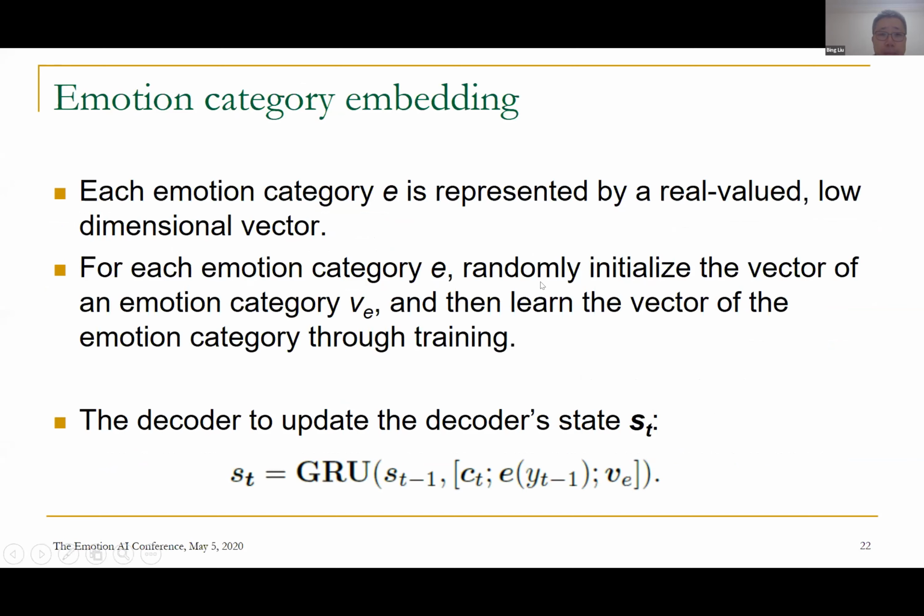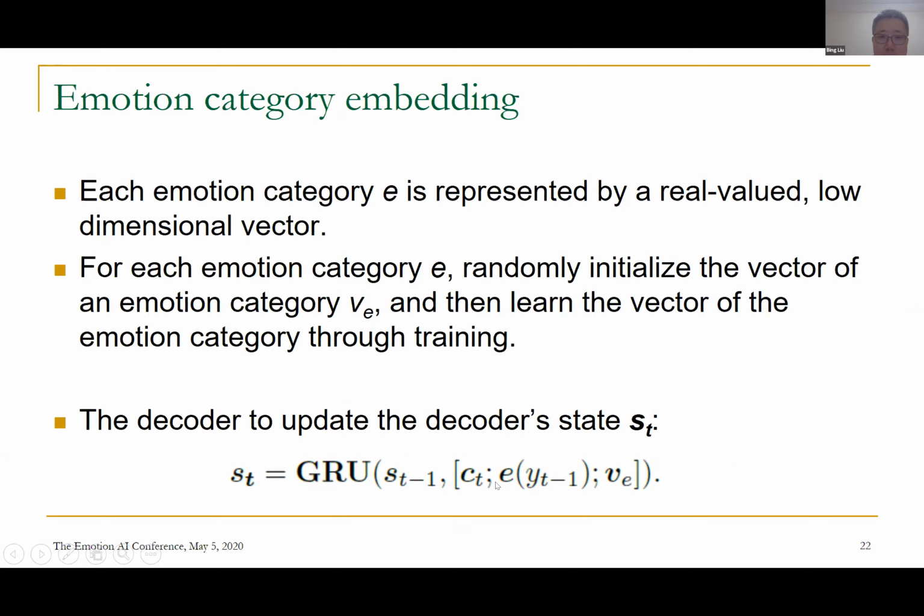Each emotion category, basically anger, happy, those things are emotion categories, and will be represented by an embedding. It's a real-valued, low dimensional vector, basically a 100-dimensional vector, and that is trained during the process. After that is trained, we're going to add that to the words, which you can see in the bottom equation.